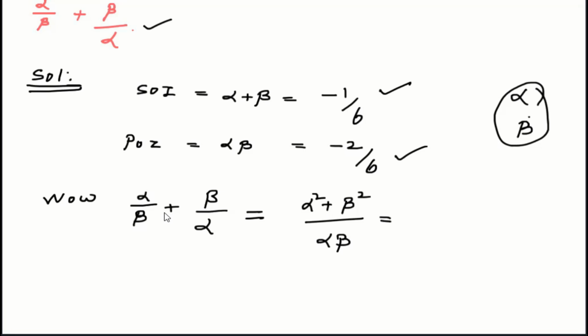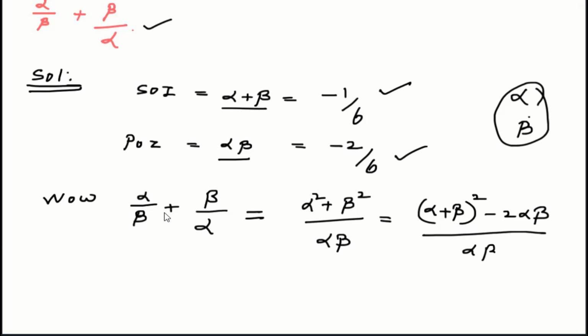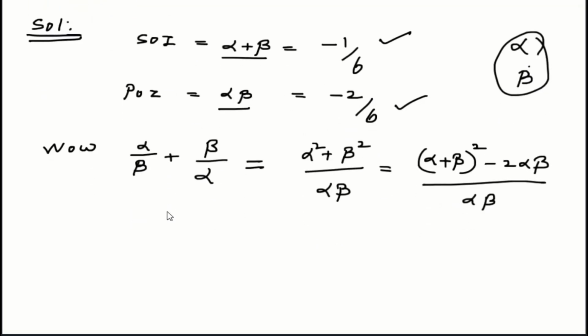Again, understand, I know alpha plus beta, I know alpha beta. So I have to express everything in terms of alpha plus beta and alpha beta only. How to express alpha square plus beta square in terms of alpha plus beta and alpha beta? It is nothing but alpha plus beta the whole square minus 2 alpha beta. You can memorize this as an identity or a formula, divided by alpha beta, which is the denominator. Now just substitute the respective values.